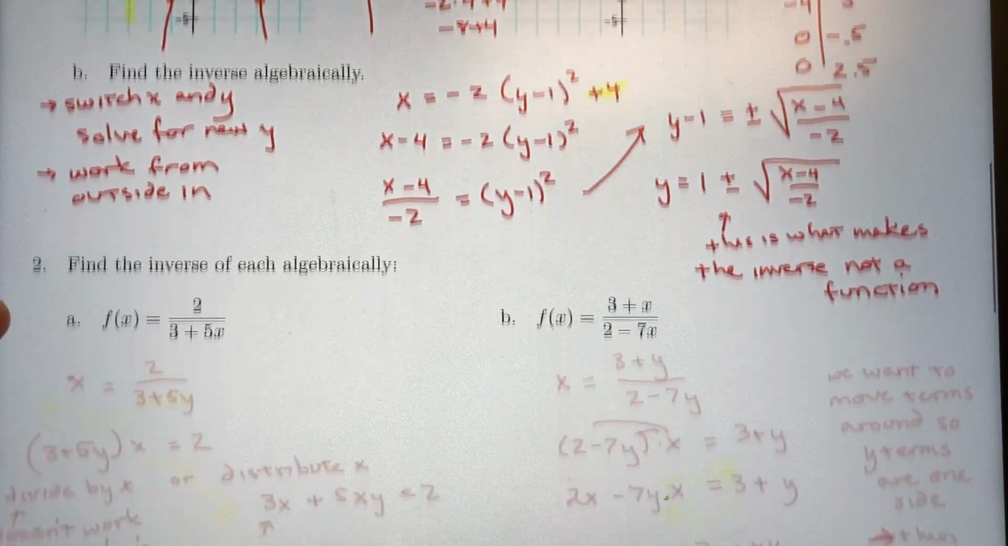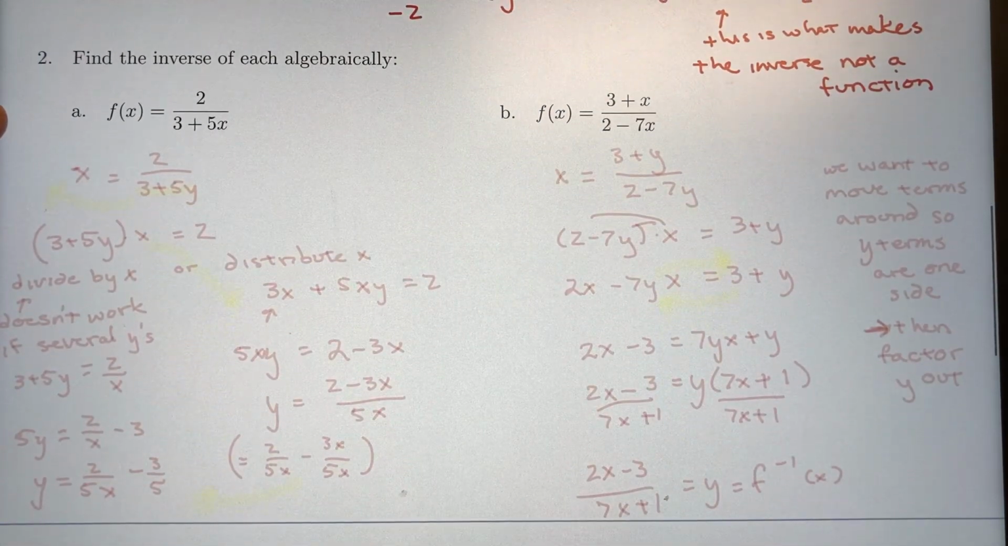Okay, finding the inverse algebraically. So first step, obvious step. Next, what do we do? We're going to multiply both sides. So we're going to move the 3 plus 5y to the other side of the equal sign. So multiply by it. So this is wrong. What's wrong with it? Well, you'll already see. You multiply the whole thing by x and not just the 5y.